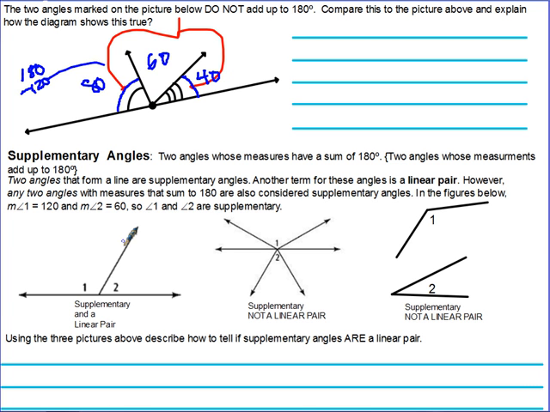Okay, so let's look at these supplementary angles. If two angles are adjacent and they have a straight angle on the outside, they're going to be called a linear pair. These are not a linear pair because they do add up to 180, but they're not adjacent and they don't have a straight angle on the outside. Now, you'll see this pattern a lot, and remember that the two angles will add up to 180. All supplementary angles add up to 180, but these especially.